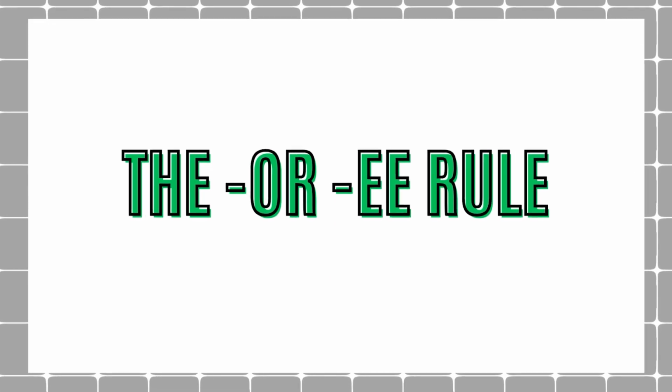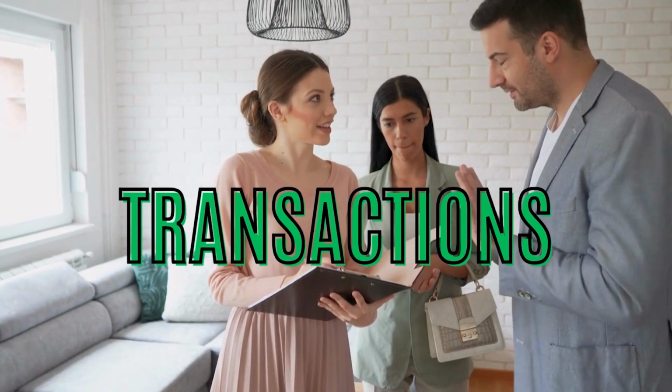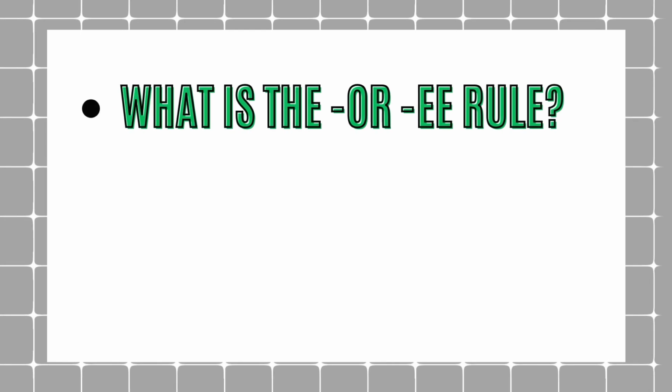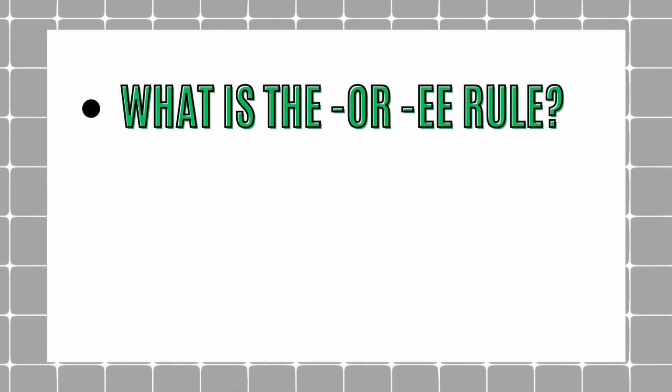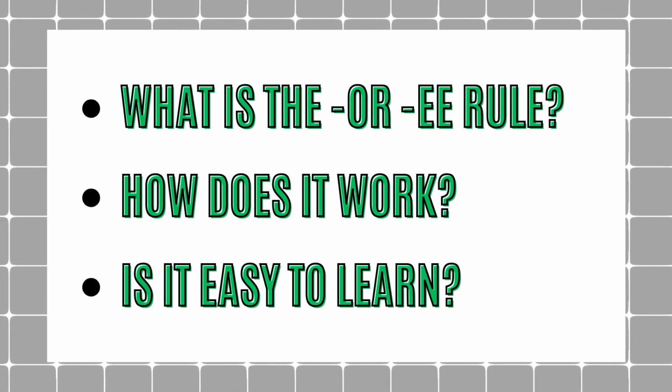This simple hack will help you master the one topic that all the real estate exam revolves around: transactions. Think about it. Without the giver or the receiver, we don't have a real estate industry, let alone an exam. But if you gain a strong understanding of this core principle, then you will definitely pass the exam. But what is this OREE rule? How does it work? Is it easy to learn?